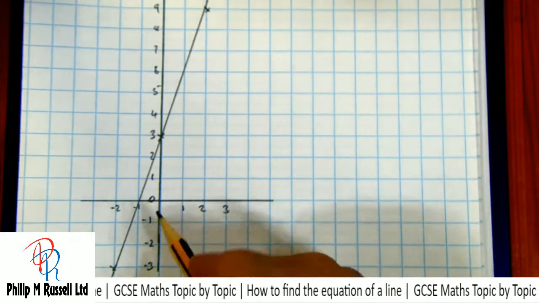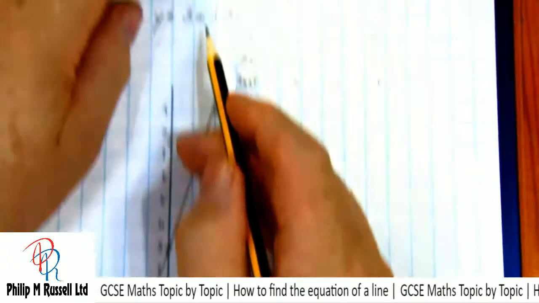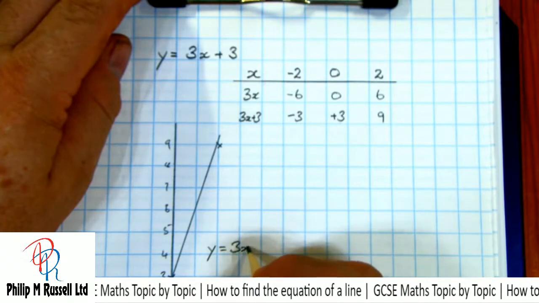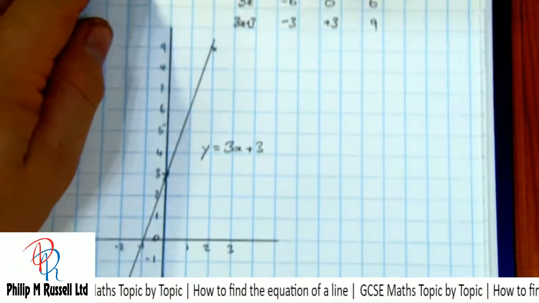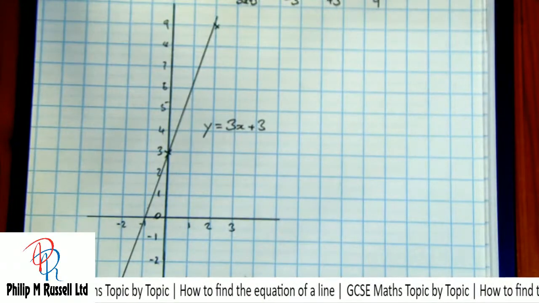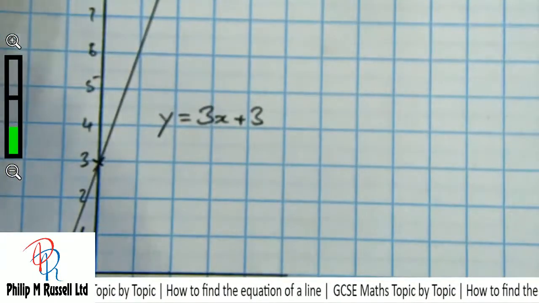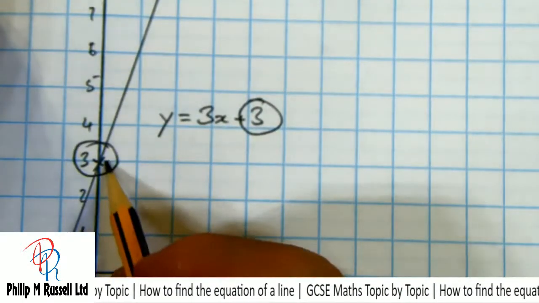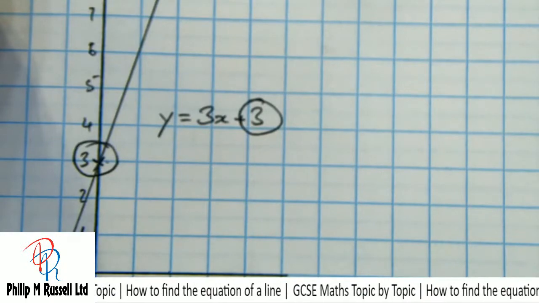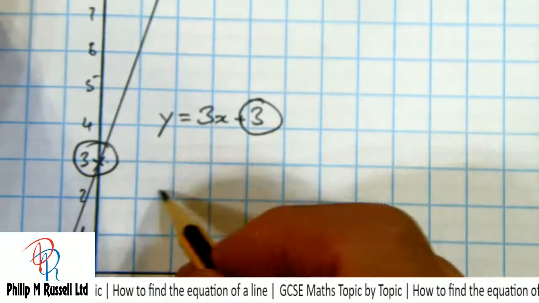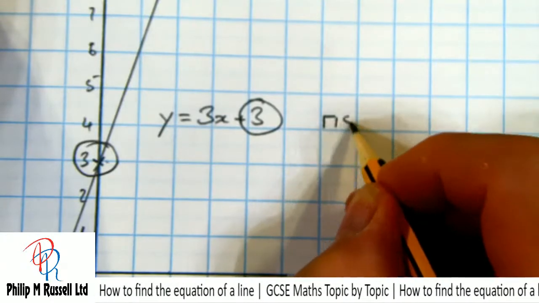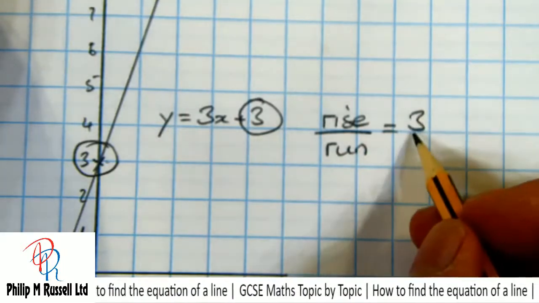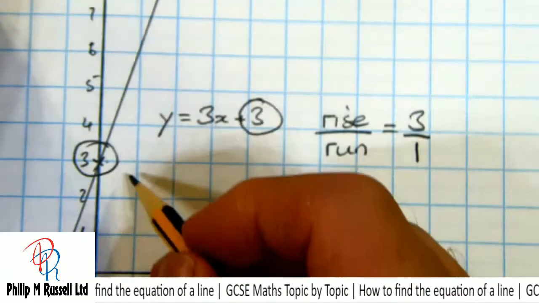I could have said y equals 3x plus 3. So let's bring that down here. What do I know about y equals 3x plus 3? Well, it's going to cross the y-axis at plus 3. And my gradient is going to be 3. The gradient means the rise over the run equals 3, or 3 perhaps over 1.